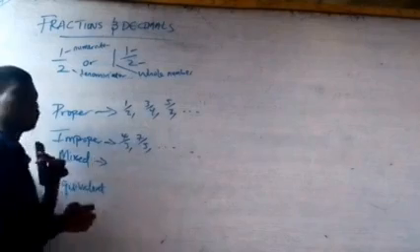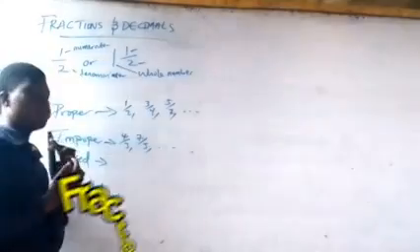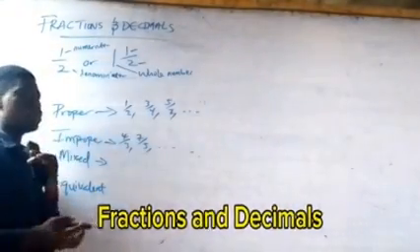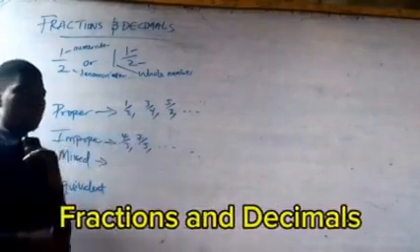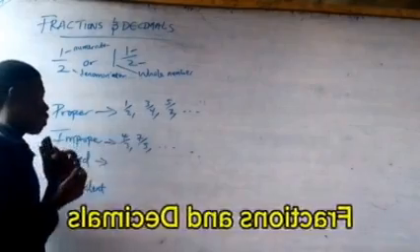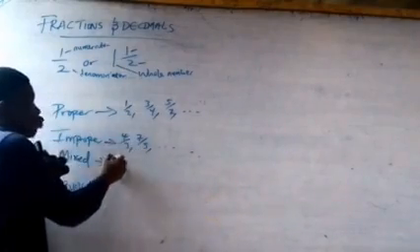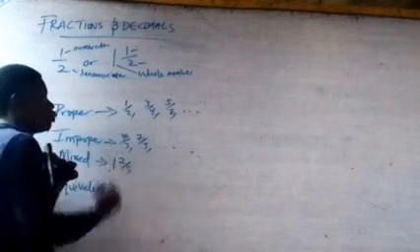Now, mixed fraction looks like this. In a mixed fraction, you have your whole number, you have your numerator, you have your denominator, and most times your mixed fraction actually comes from your improper fraction. So if we have 7/5, the mixed fraction will be 1 and 2/5. How do we do it?